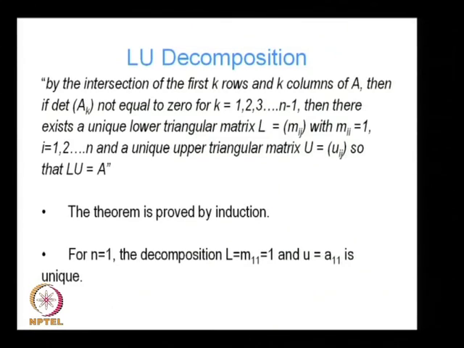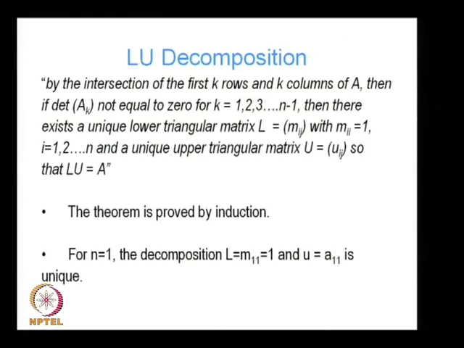So, what this tells me is that if these conditions are satisfied, that is if all the Aks have non-zero determinant, then there are unique upper triangular and lower triangular matrices U and L, such that A can be written as LU equal to A. How can we show this? Well, this can be shown quite easily by induction.